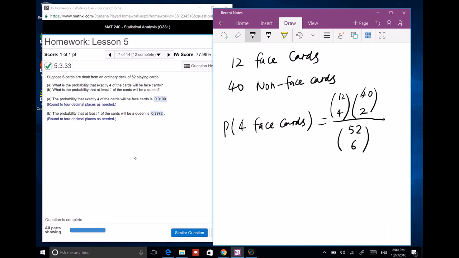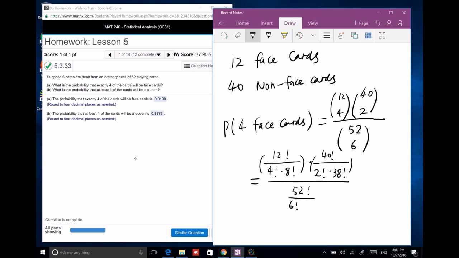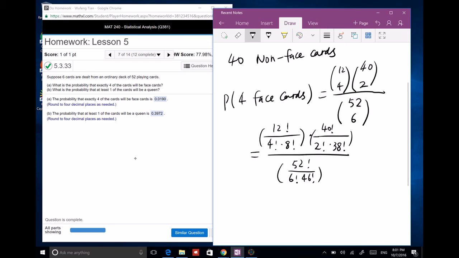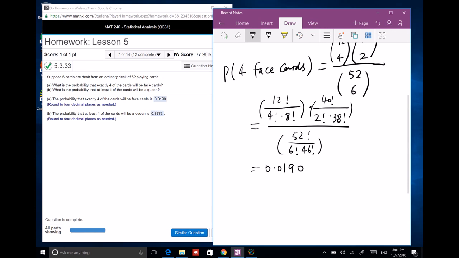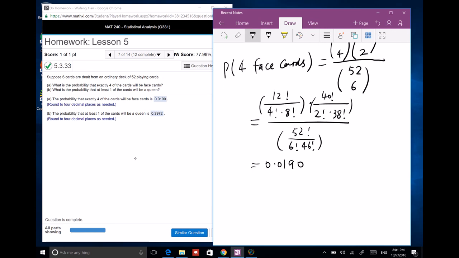If you use a calculator, it is 12 factorial over 4 factorial times 8 factorial, times 40 factorial divided by 2 factorial times 38 factorial. You can use a calculator to do the factorials, okay? The bottom is 52 factorial over 6 factorial times 46 factorial, since 52 minus 6 is 46. Then this answer will give you 0.0190.